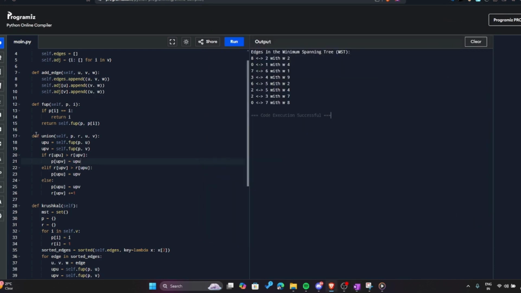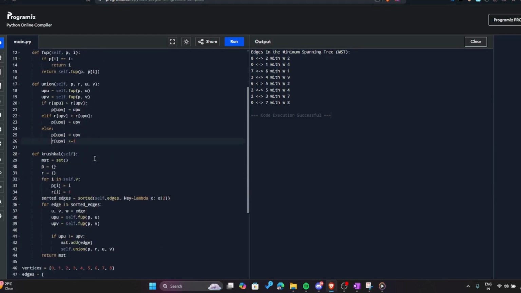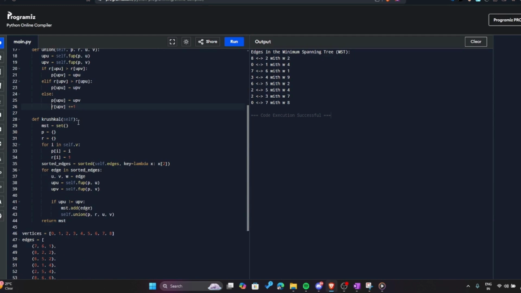So if the rank of any of these parents is equal, this guy happens to be the parent now. UPV is greater, so UPV happens to be the parent of UPU. It's saying my rank is greater, so it's going to increase. But since they're equal at the else condition, we have to increase the rank of one of those randomly so that there wouldn't be a clash. With that being said, let's get into the code part of it.